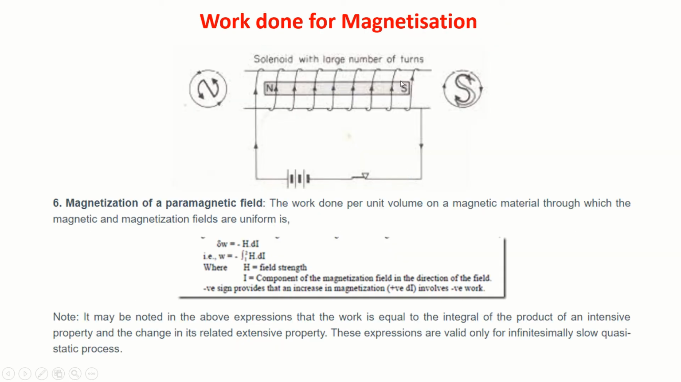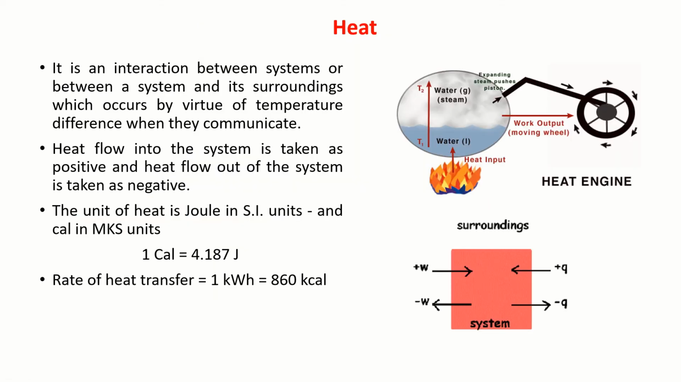Suppose when you magnetize an iron piece, what is the work done for magnetization? You see here, you are applying a magnetic field H and allowing the current to pass through it, and you are magnetizing it. Then what is the work done? It is nothing but the magnetic field strength multiplied by the current that is passing through this. So thus we can find out all these works using these equations.